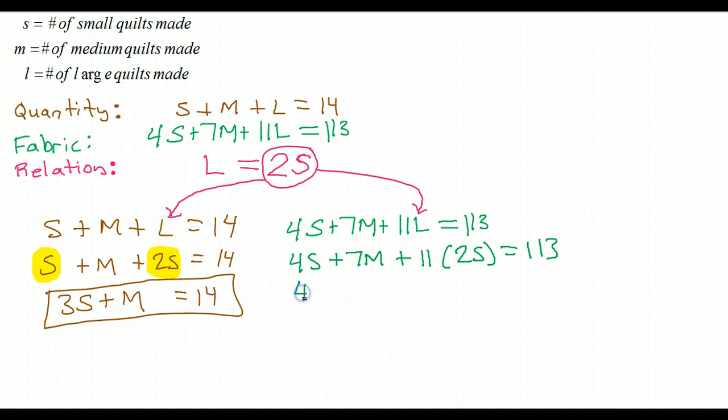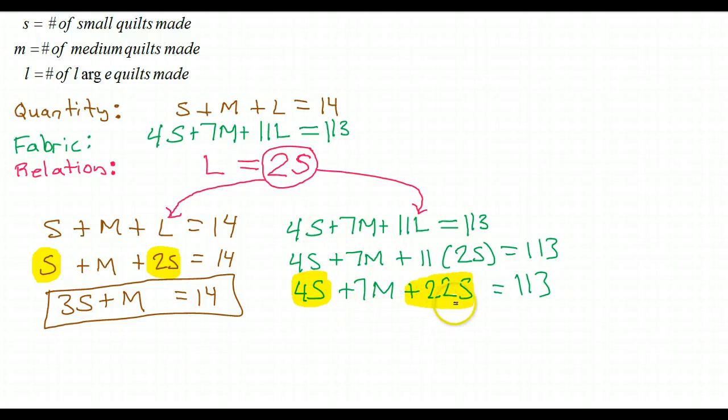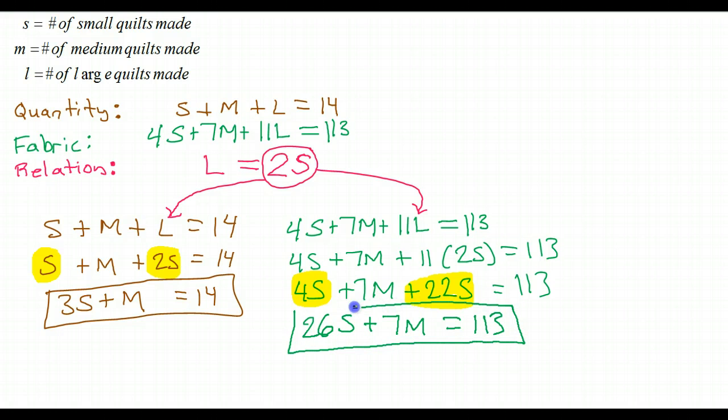Okay, so this is going to become 4S plus 7M plus 22S is equal to 113. Again, we have some like terms to combine. The 4S and the 22S are like terms, they go together. So if I do that, I'm going to have 26S plus 7M is equal to 113. So that's as far as we can go with the green fabric equation, so I'm going to put a box around that.